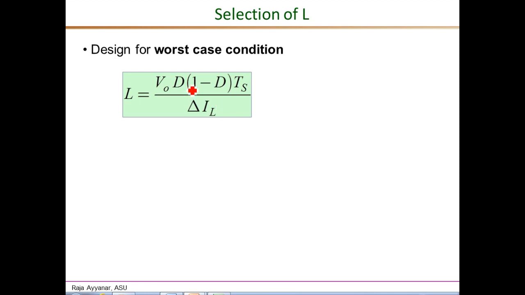Therefore, the variable term is D times 1 minus D, and we should maximize this term such that the value of L that we chose is guaranteed to limit delta IL to be less than or equal to the value that we chose for any value of D.